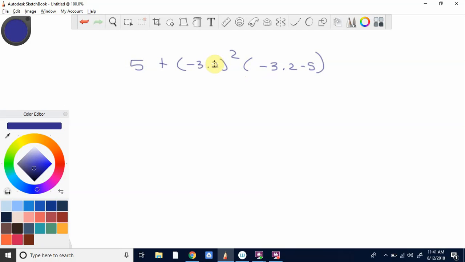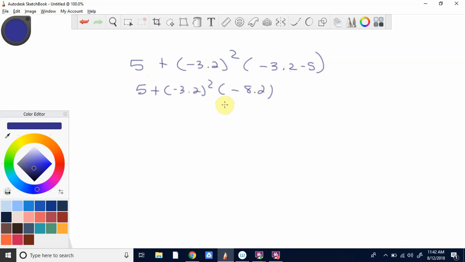So the first thing we want to do is PEMDAS. Any parentheses? Yes. Anything to do inside of this parentheses? No. What about here? Yes, we can subtract these two. So we have 5 plus -3.2 squared times -8.2.